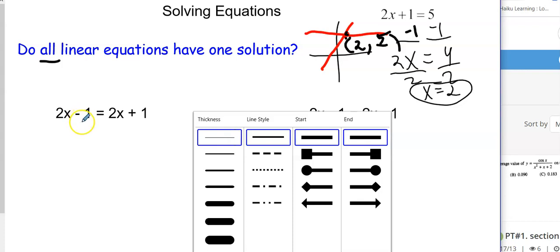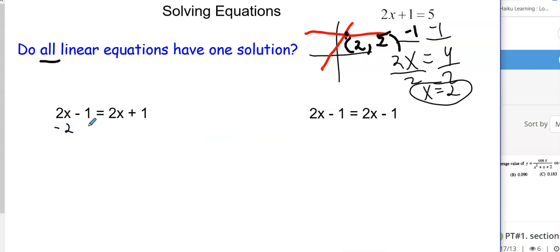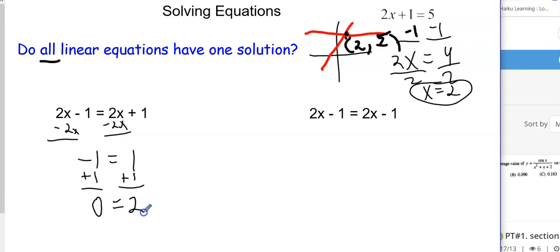So if I solve this one, you could try subtracting 2x here. If you do that, you get -1 equals 1. I could add 1 to both sides if I wanted to. Either way, this is not looking good. 0 equals 2. I don't think that's actually true. I don't think 0 does equal 2. So if you get two values that are not equivalent, that means there is no solution.